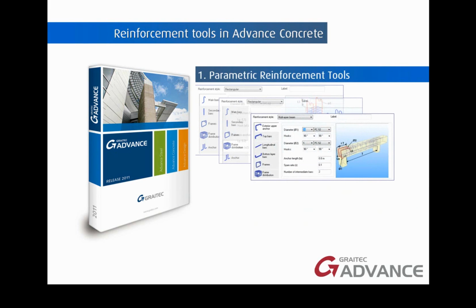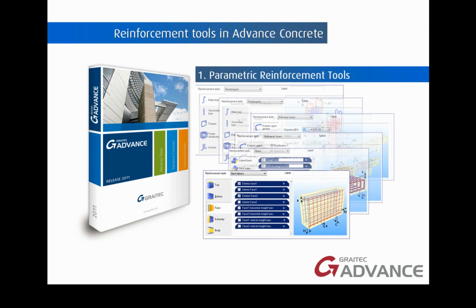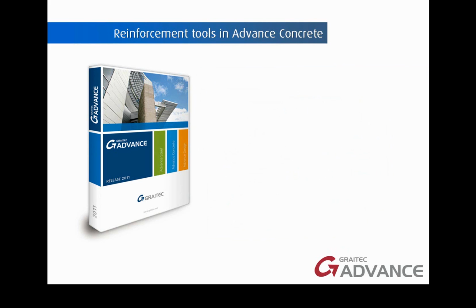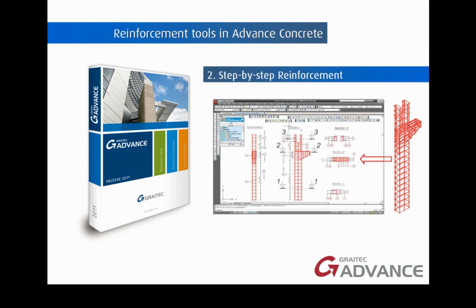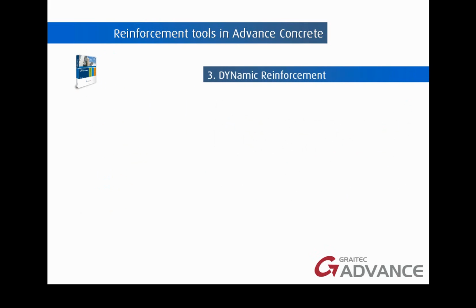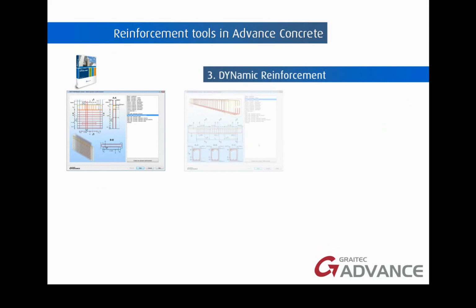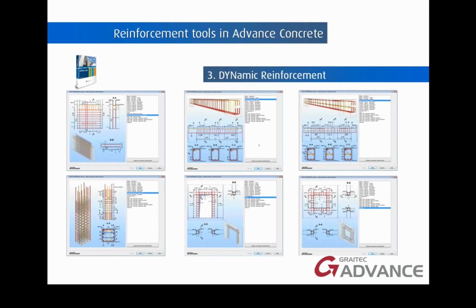1. The parametric reinforcement allows creating reinforcement details for standard structural elements in a simple and intuitive way. 2. The manual reinforcement allows adapting and obtaining reinforcement details for any type of structural element. And 3. The dynamic reinforcement represents a new concept in the modeling and detailing of reinforced concrete structures that significantly accelerates the reinforcement drawing creation by automatically placing reinforcement with drawing update after each modification made to the model.